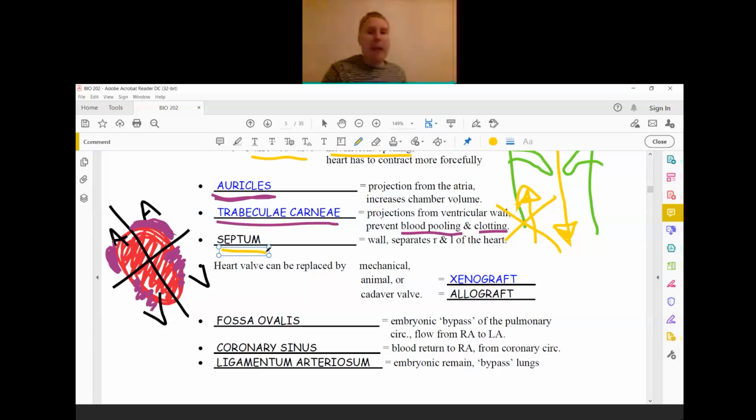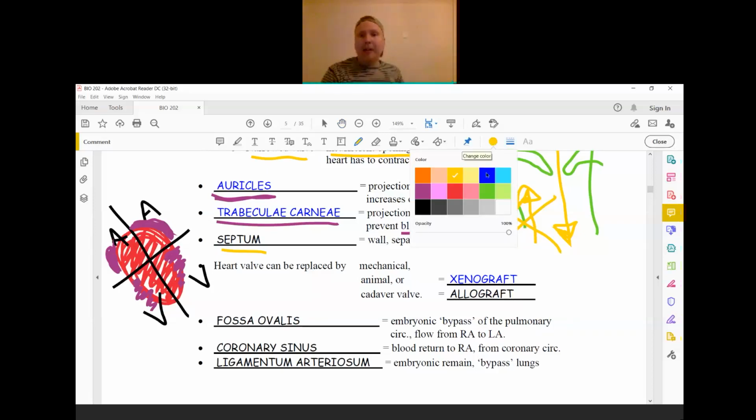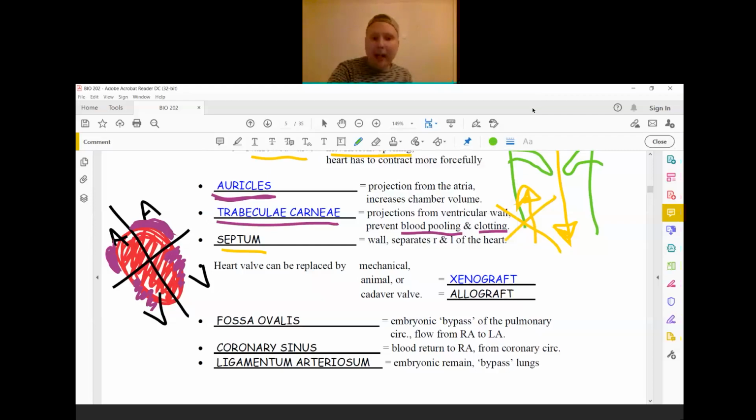Okay, you can have sometimes heart valves failing. If you have a heart valve that fails, we deal with that by either installing a mechanical valve or a valve from another animal. For example, pigs are very common, where we take heart valves from pigs and then we give them to humans. Or we can go and find a dead person and give a cadaveric valve to that patient.